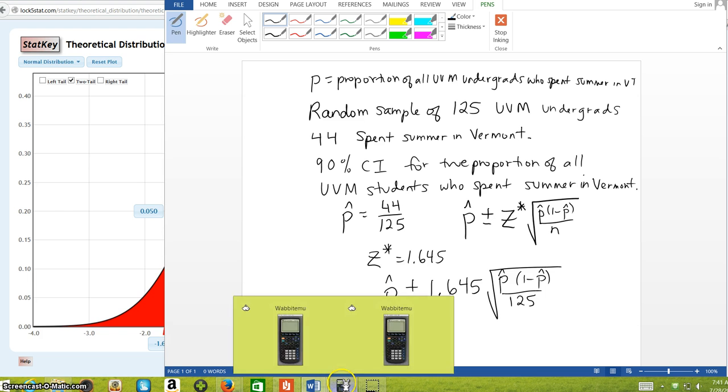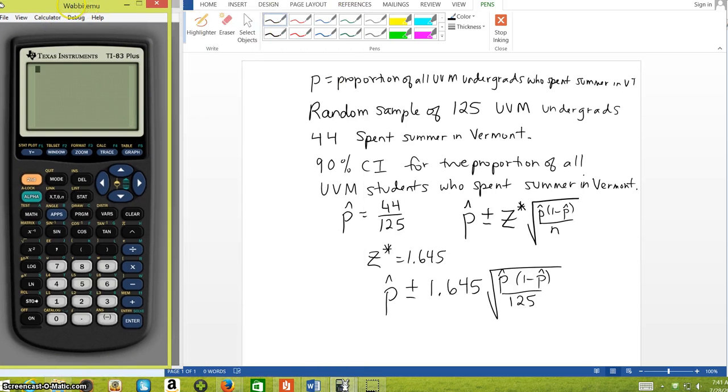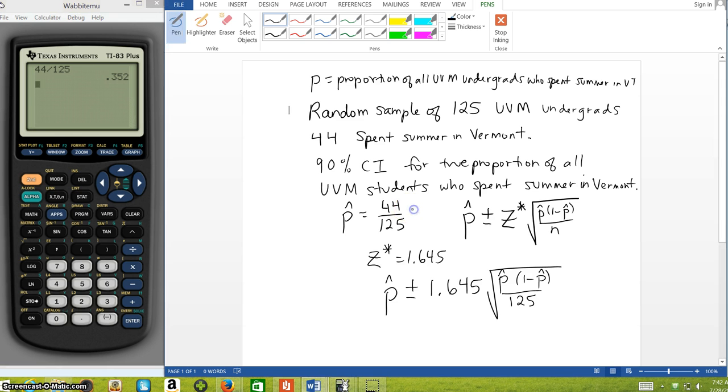Let's get my calculator out. So if I calculate my p hat, 44 over 125, 44 divided by 125 is 0.352. Instead of typing that all in every time, I am going to store that number. And this is especially important if you have something with lots and lots of decimal places and you don't want to be rounding it. You're going to want to store the value of p hat.